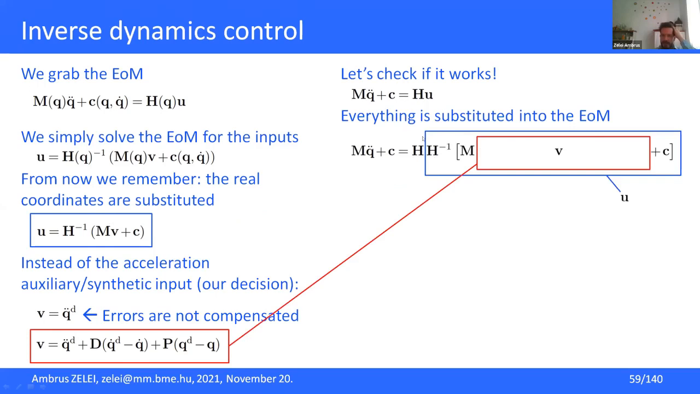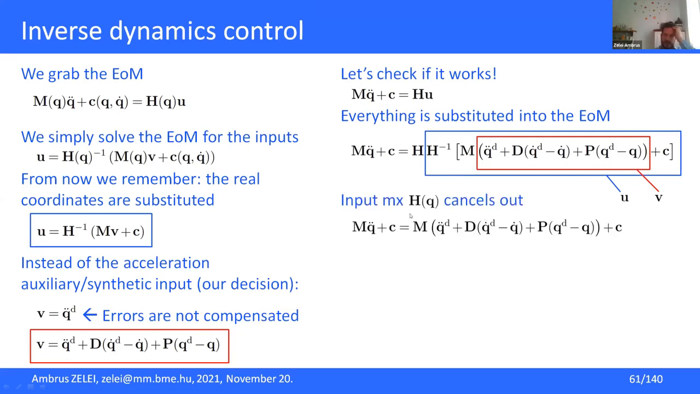Okay, so it's H inverse times the mass matrix times the auxiliary input plus C. And we also put here the auxiliary input, which is defined in this equation. So instead of V, we just say that, okay, this is Q double dot desired, and the PD terms. And let's see what happens.